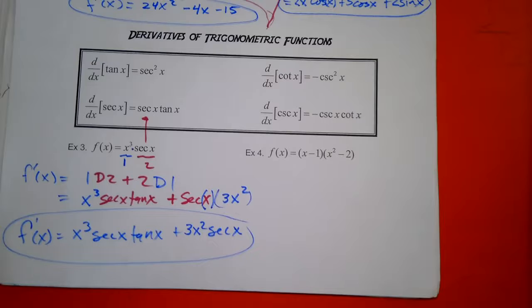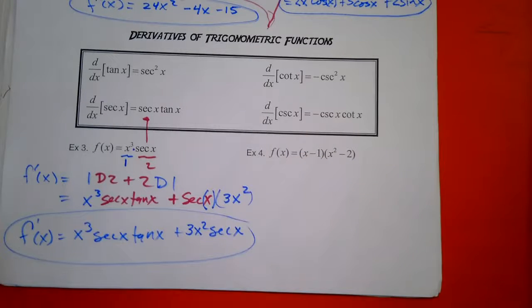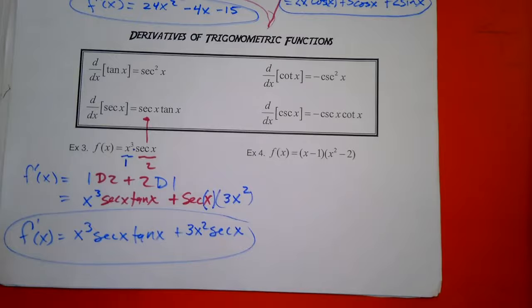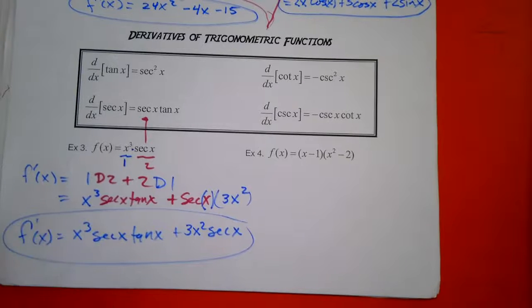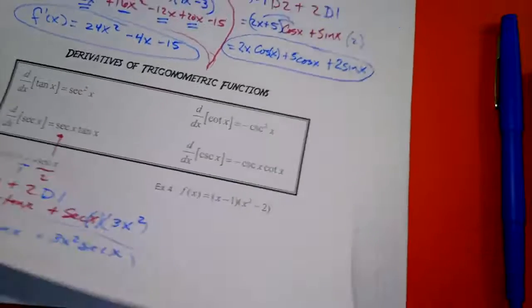All right. If you had to do example 4, how would you do it? I would FOIL it first and then do the power rule, right? You could do 1d2 plus 2d1, but if you don't have to, why would you? Do we need to see example 4? We're good. All right, so you have seen three of these guys. Okay, 3 product rules. 1d2 plus 2d1, and it makes it pretty easy.